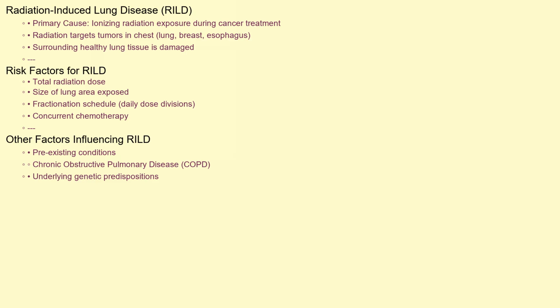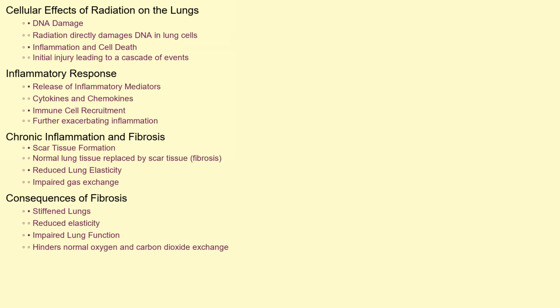The risk and severity of RILD depend on several factors, including the total radiation dose, the size of the lung area exposed, the fractionation schedule, that's how the total dose is divided into smaller daily doses, and the use of concurrent chemotherapy. Certain pre-existing conditions like chronic obstructive pulmonary disease or COPD and underlying genetic predispositions can also increase an individual's susceptibility to RILD. So, what happens at the cellular level?